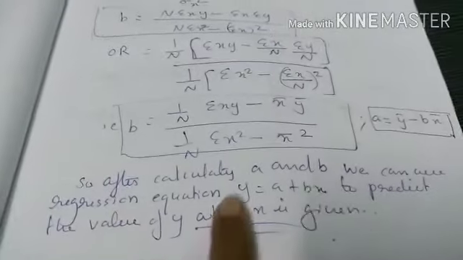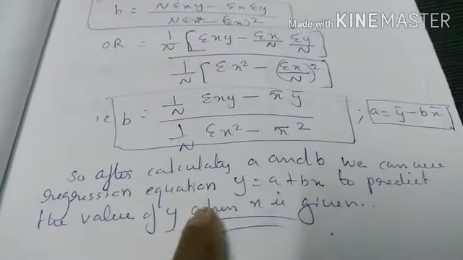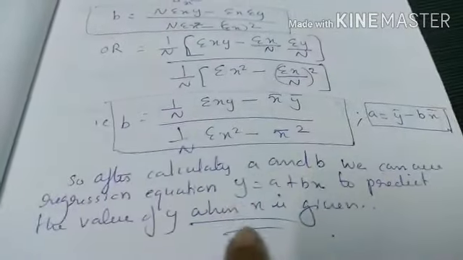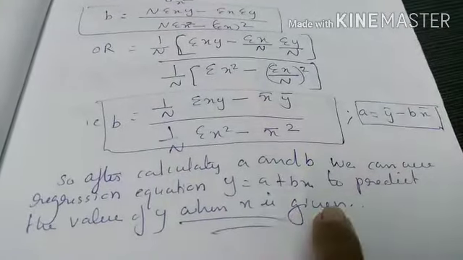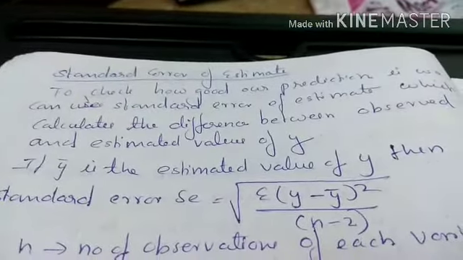So after calculating a and b, we can use the regression equation. So put a and b here. So we get the equation to predict the value of y when x is given. Now, the standard error of estimate.